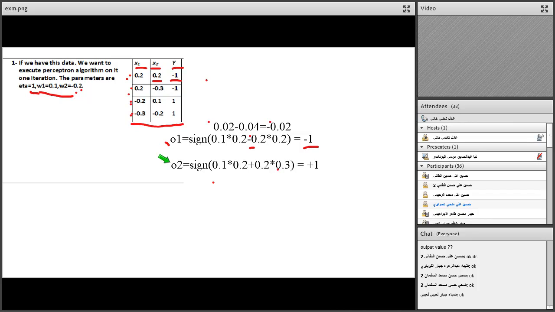Okay. So here we have to update the weights. Now we want to update the weights. W1. Okay, let me write it and then I will show it to you.